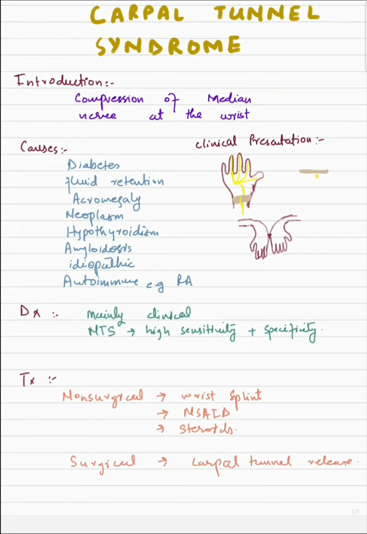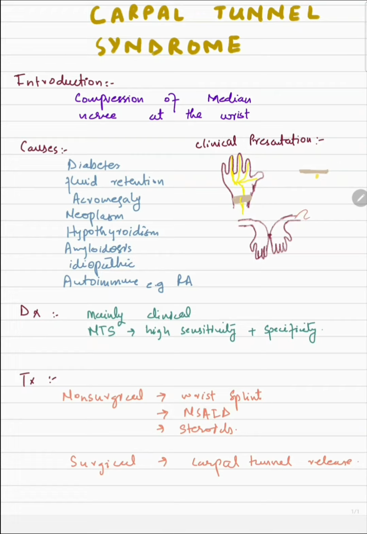So carpal tunnel syndrome occurs because of the compression of the median nerve at the wrist. The compression is from the transverse carpal ligament, because the nerve runs below it. So this is the transverse carpal ligament, and this is the median nerve.